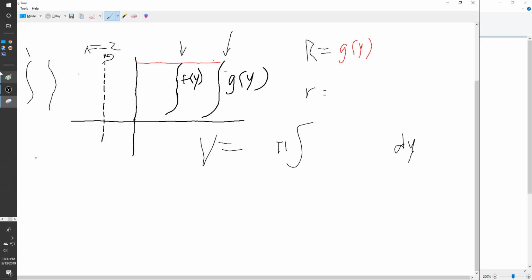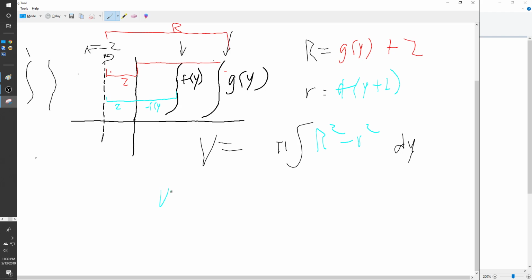So I'm going to have g of y, but then I had to add this extra 2 distance, so this whole thing is going to be big R. So it's going to be g of y plus 2. And then now let's look at this little other distance. So that's going to be 2 plus f of y. And our formula is going to be big R squared minus little r squared.